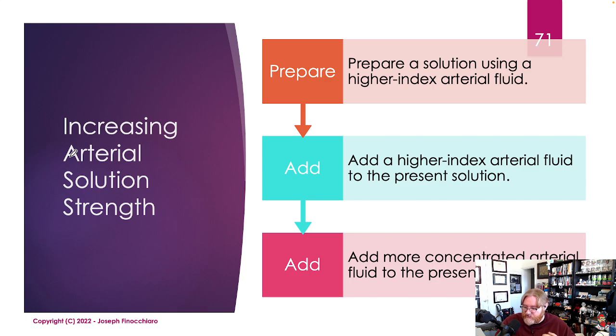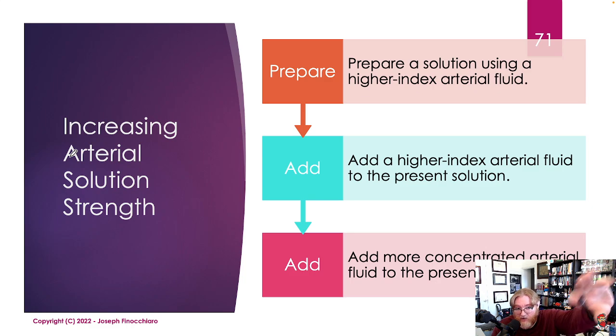So if you have to jack up your arterial solution strength, well, you could flush and create a whole new solution using a higher index arterial fluid. You could add a higher index arterial fluid to your present solution. This is why you always want to keep a bottle of Intrafiant Old Time Color or Trauma Care, depending on using Dodge or Pierce respectively.